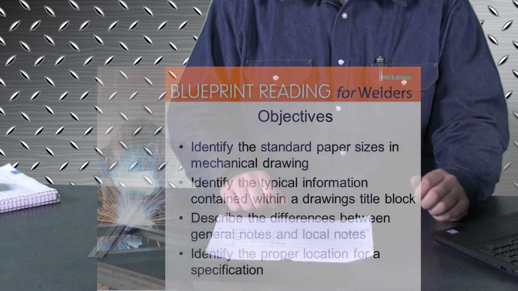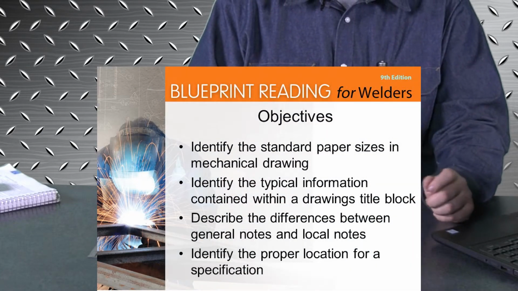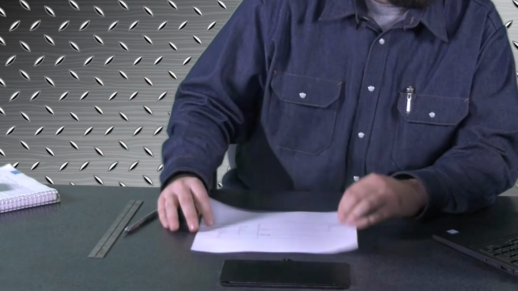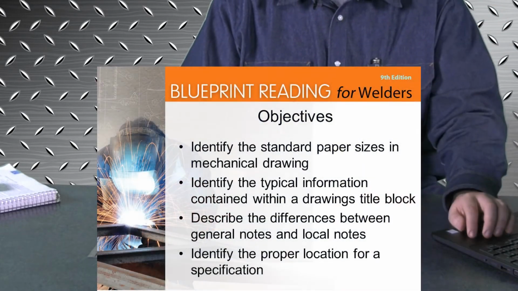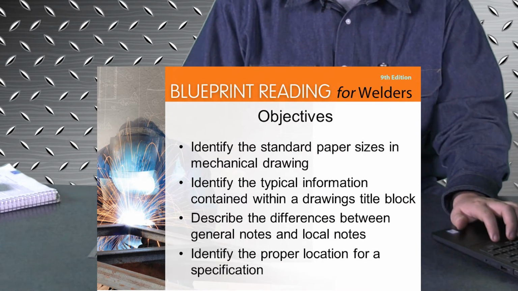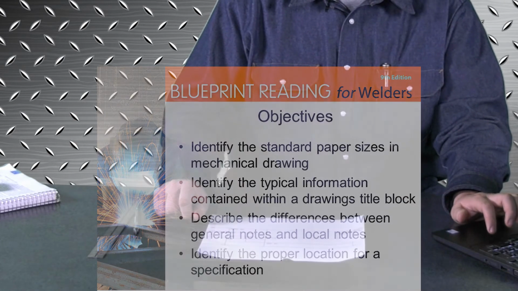We're going to be able to identify the types of information contained within a drawing's title block, that being this right here. And we're going to be able to describe the difference between a general note and a local note, as well as identify the proper location for a specification.